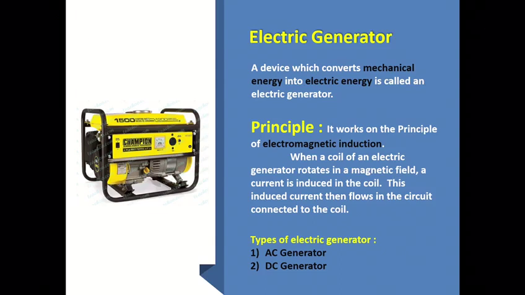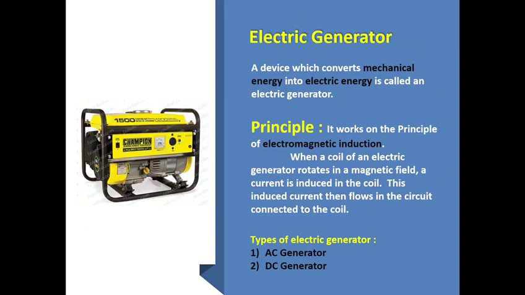Electric generator. It is a device which converts mechanical energy into electric energy. What is the principle behind this? It works on the principle of electromagnetic induction. What does that mean? When a coil of an electric generator rotates in a magnetic field, a current is induced in the coil. This induced current then flows in the circuit connected to the coil.